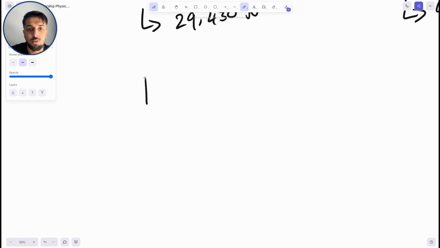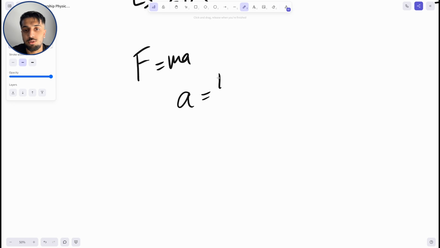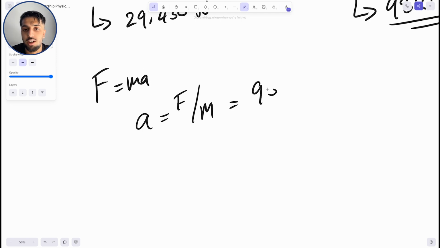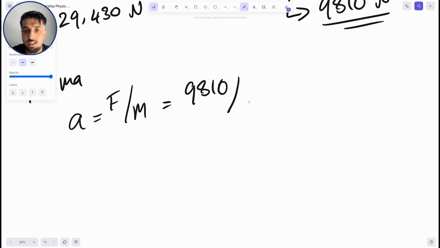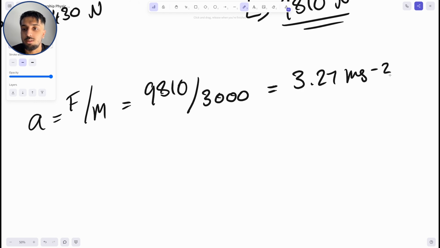So now, due to F is equal to ma, and therefore a is equal to F over m, we can calculate the acceleration that the plane experiences after the cargo has been dropped. And so we have our 9810 divided by the mass, which is just the mass of the plane, so that's 3,000 kgs, and we get an acceleration of 3.27 meters per second squared.